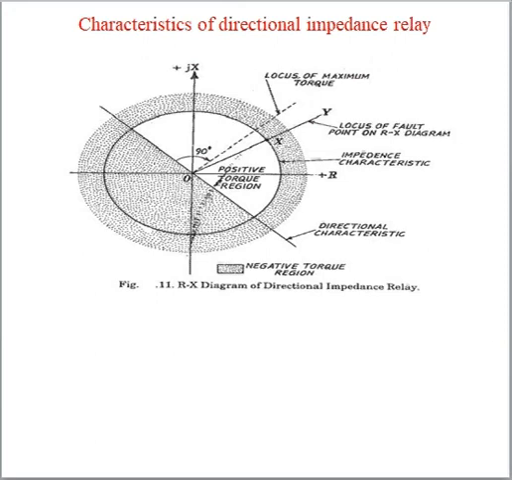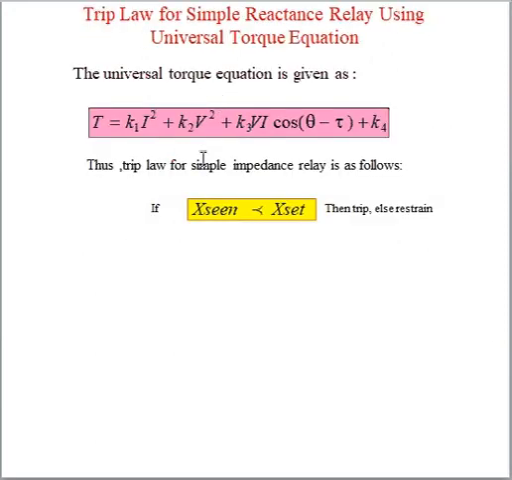Next you can see the universal torque equation. If we are using a reactance relay, the reactance seen by the relay must be less than the X set. Previously, impedance depended upon the resistance as well as the reactance, that is mod Z equals root over R square plus X square. That's why we are getting a circle.